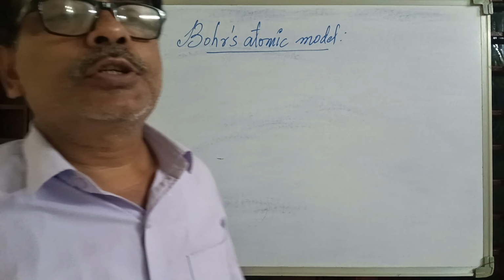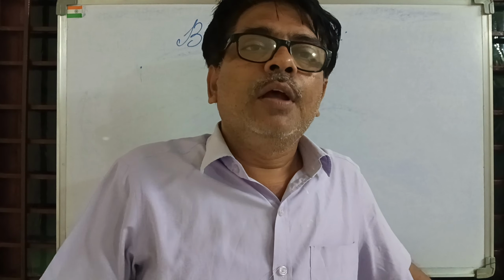Bohr's Atomic Model was stated by Bohr in the year 1913. There are four important postulates in Bohr's Atomic Model. And Bohr's Atomic Model specially speaks about the electron, only the electron. The first point is like this. Electron is moving with high velocity.